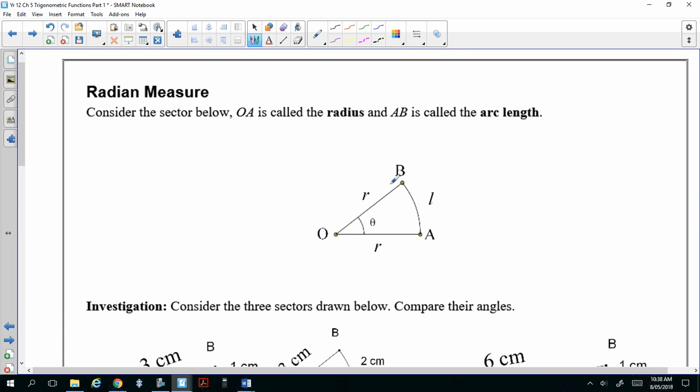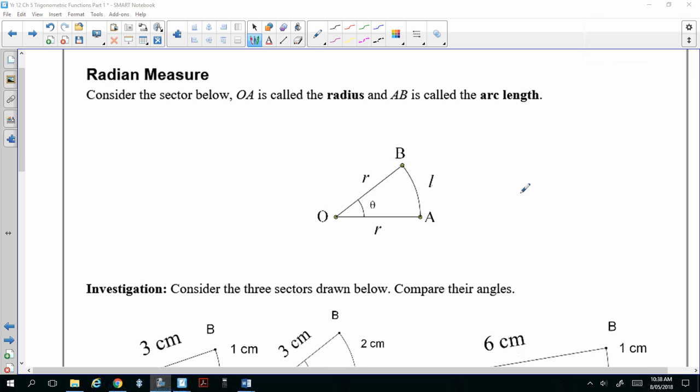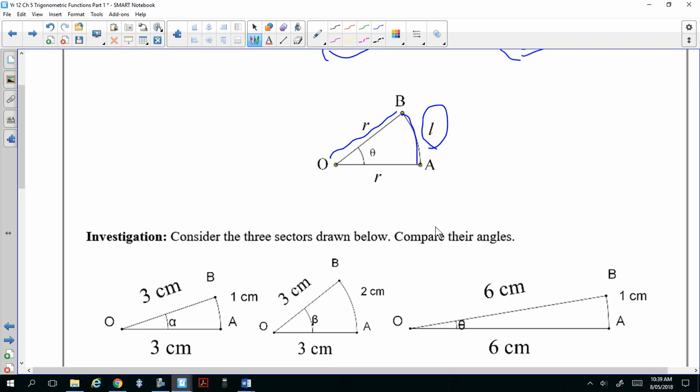All right, we're going to look at a new way of measuring angle called radian. So what's a radian? To answer this question, we're going to do some investigation. We need to know 2 things. We need to know what's an arc length. An arc length is the length of this part of the circumference. And then we need to know what a radius is. Radius is this length here. That's called the radius.